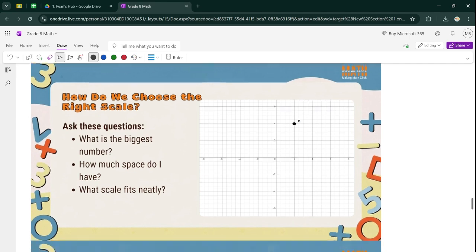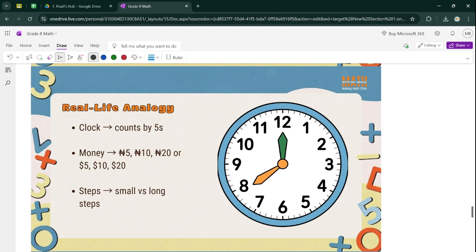For example, let's look at this now. You know that a clock counts by 5.